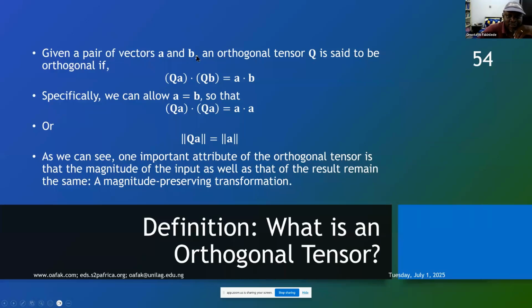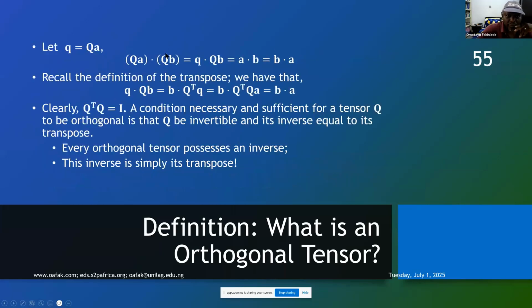Given the pair of vectors A and B. Okay, QA.QB is equal to A.B. Now, Q.QB is equal to A.B is equal to B.A. Recall that this comes from the definition of a transpose. If Q.QB is equal to B, this is true.